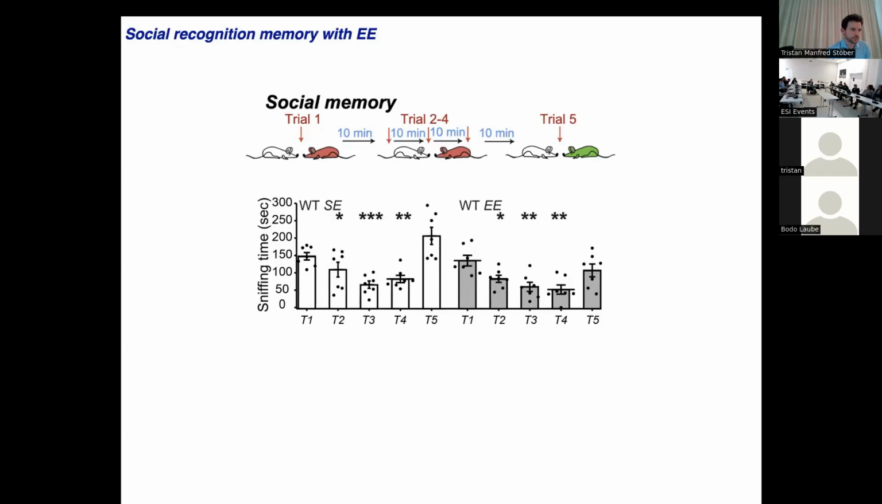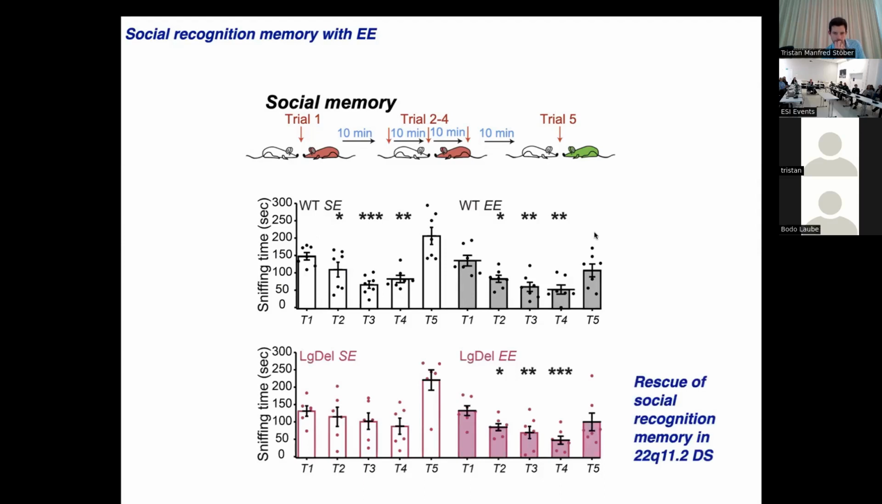Let's see. We have this 22Q model mouse, right? What happens if we put it in an enriched environment? Does the social memory improve? So here we do a habituation experiment where we take two mice, we expose them to each other multiple times, and then they get exposed to two new mice. We see in the wild type controls, environmental enrichment doesn't really change their social memory, which isn't a surprise, right?